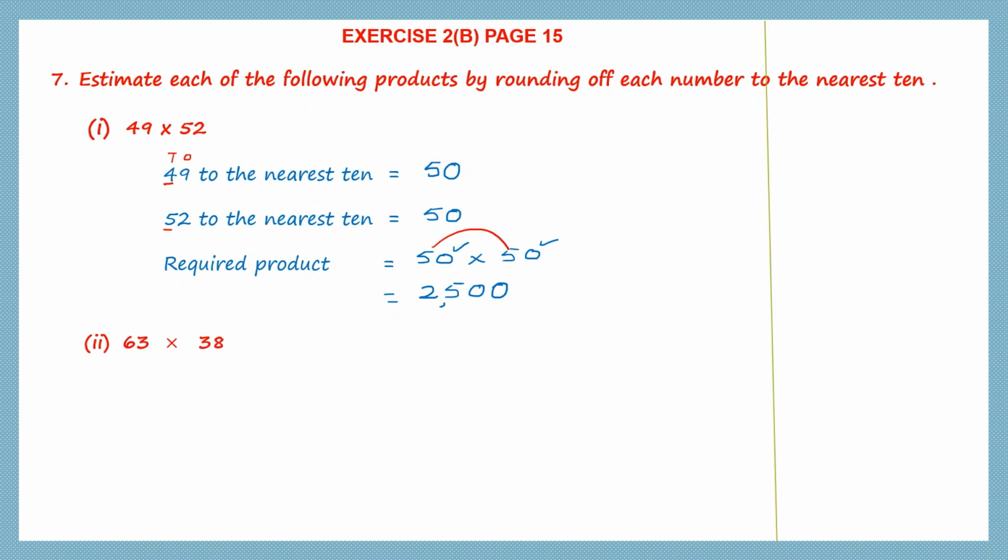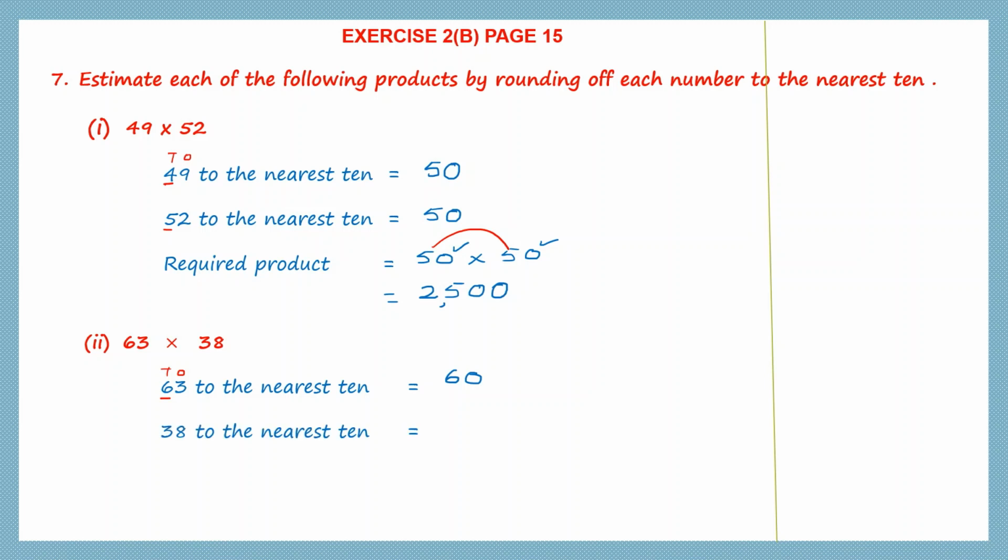Question 2. 63 into 38. So the first step is we need to round off 63 to the nearest 10. So the digit in the tens place, ones, tens, is 6. Now we have to look at the digit to its right. It's less than 5. So 6 will remain the same. So 6, and in place of 3 we put a 0. 63 to the nearest 10 is 60.